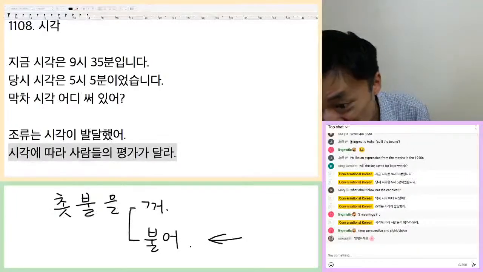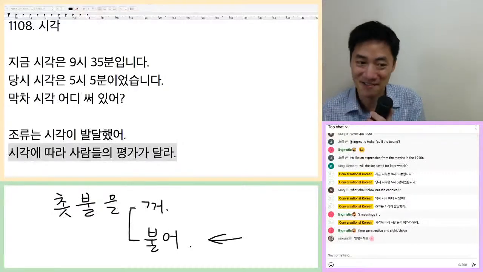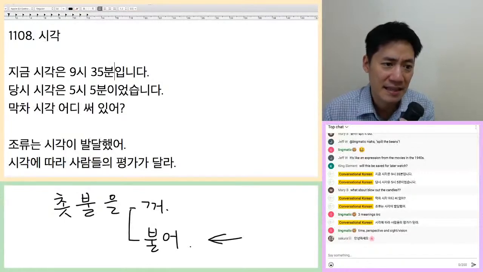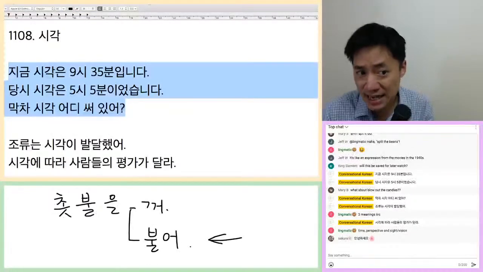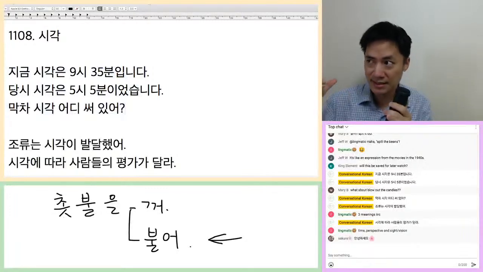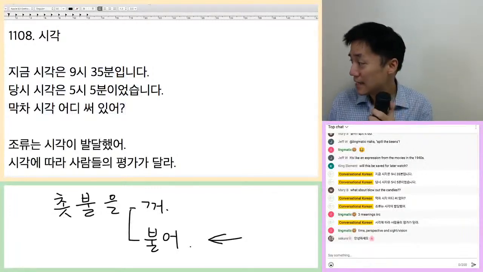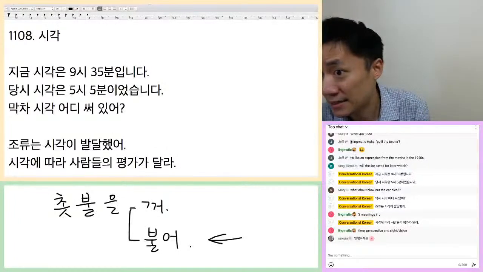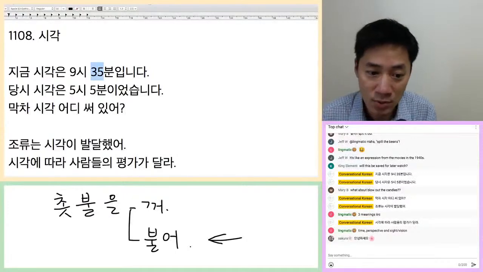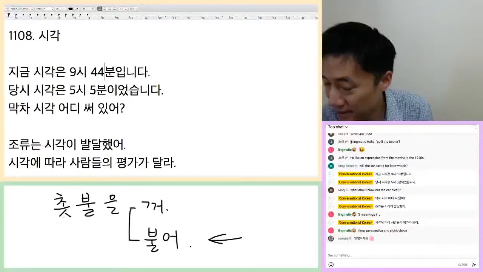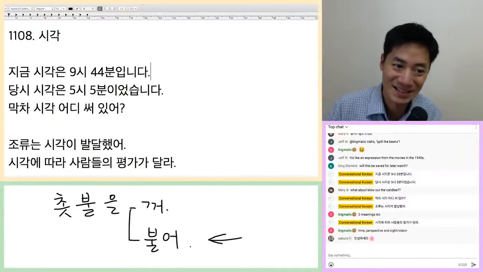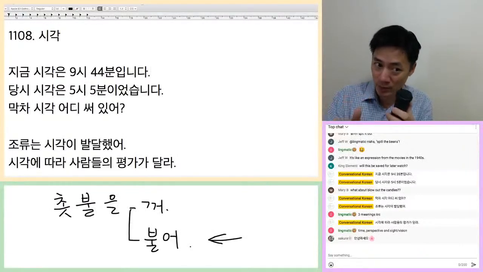Time, perspective, sight, vision. Exactly. 네, 링메리님 정확합니다. Okay. In these three cases, 시각 is like time. Time of the moment. The time is, in this case, 9:44 right now. So, 지금 시각은 9시 44분입니다. Since it's 9:44 in Korean time right now. So, 시각, the time of a moment.